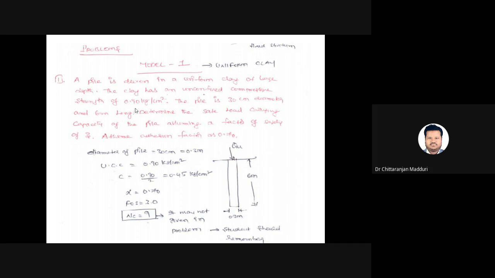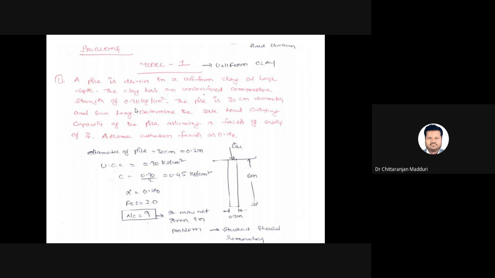Assuming a factor of safety of 3, assume adhesion factor as 0.70. So the alpha value is given, and the diameter and length of the pile are also given. The UCC value is also given. So here, if you see the data, diameter of the pile equal to 30 centimeters, that is 0.3 meters. UCC value equal to 0.90. Cohesion equal to half of UCC, 0.90 by 2, that is 0.45 kg per centimeter square. The alpha value given in the problem is 0.70. Factor of safety equal to 3.0, also given in the problem.